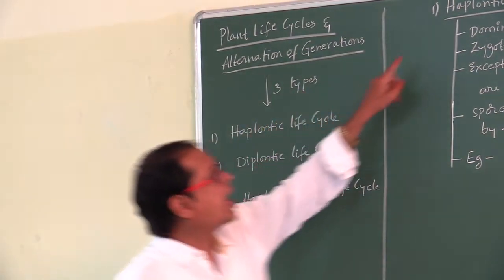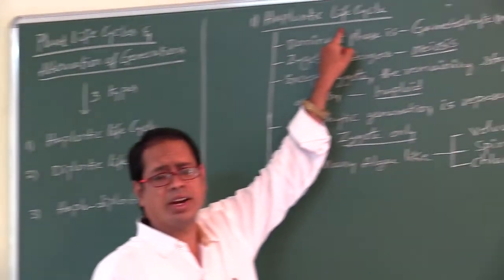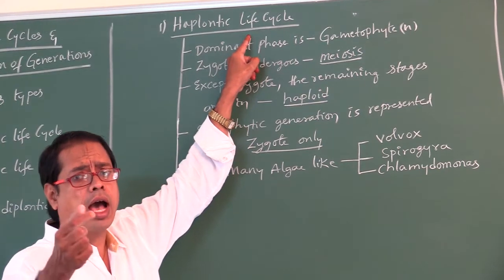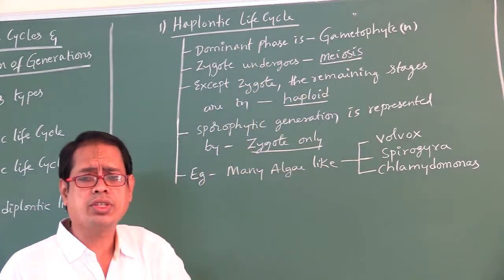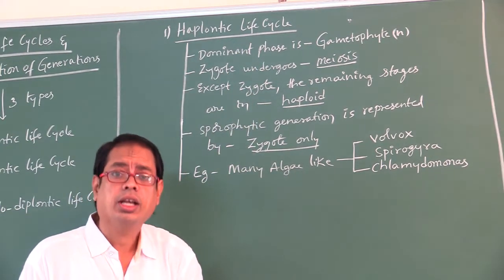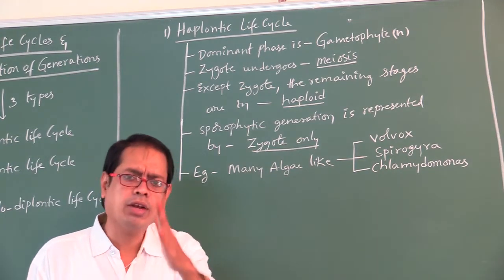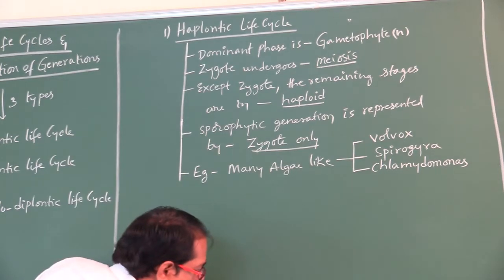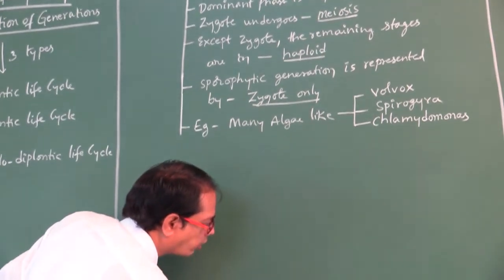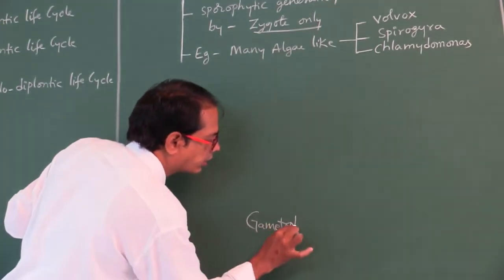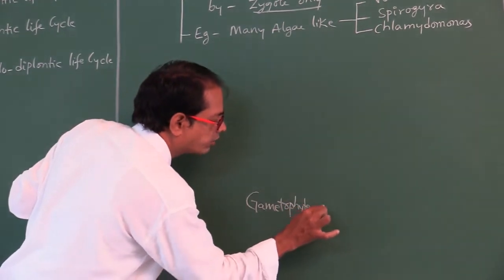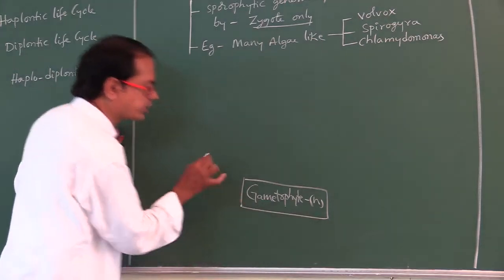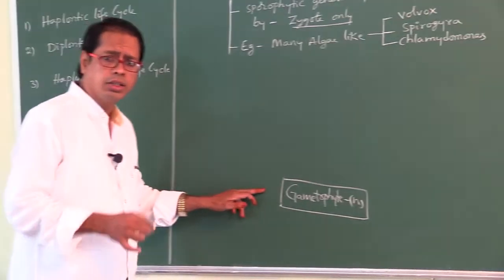First one, haplontic life cycle. What is that? Haplontic means haploid stage. Which one is called haploid stage? Gametophyte. From that point onwards, we have to start the life cycle. This is the gametophyte, which is haploid. The dominant phase is gametophyte.